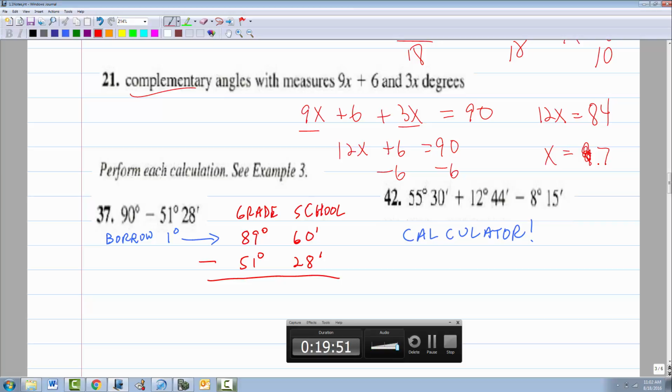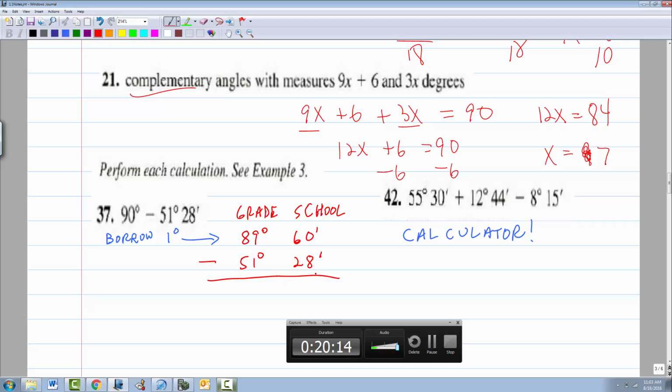Why would I do that? Because to subtract these things, I had nothing to subtract from the minute part. So I needed to borrow a degree to the minute position and then subtract them. See, if I don't have enough here, I have to borrow from the degree part to get enough minutes to subtract from the minute position.